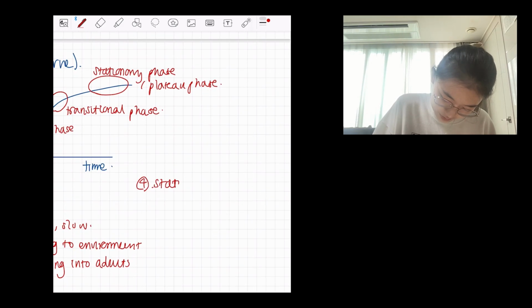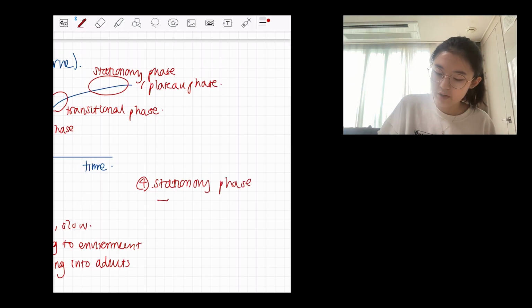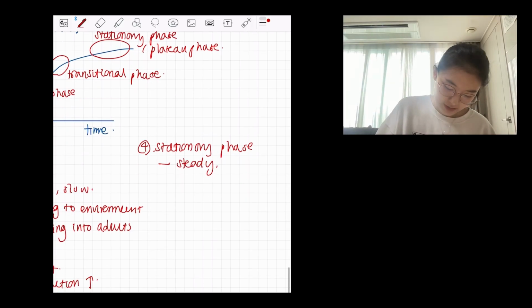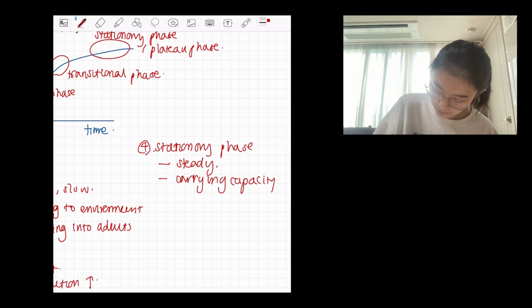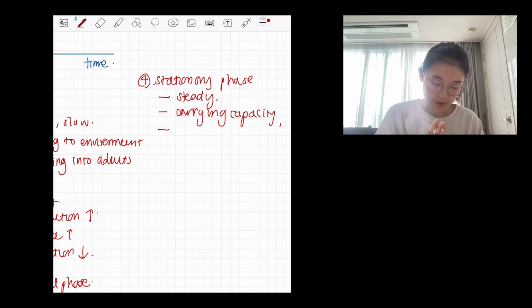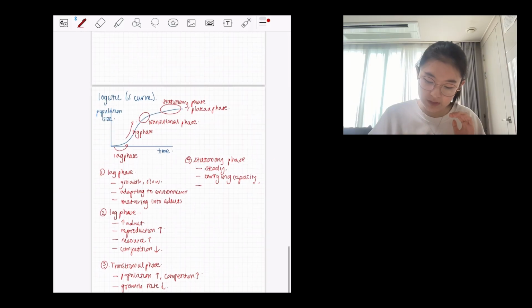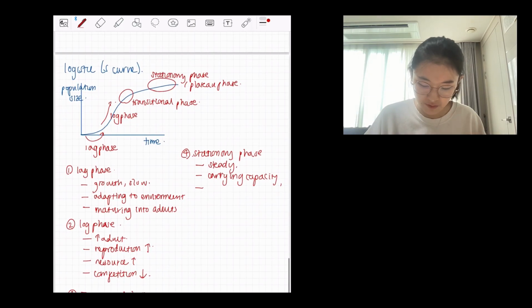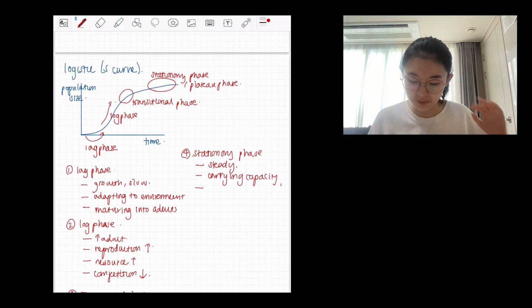Lastly, we're going to look into the stationary phase. Now, in the stationary phase, the population size is quite steady. And it has reached its carrying capacity, which is basically the maximum number of population that the environment or the space can carry. And so, because the carrying capacity is the maximum, the population size is going to stay where it is. It's not going to increase any further. If it were to change, it's only going to fluctuate.